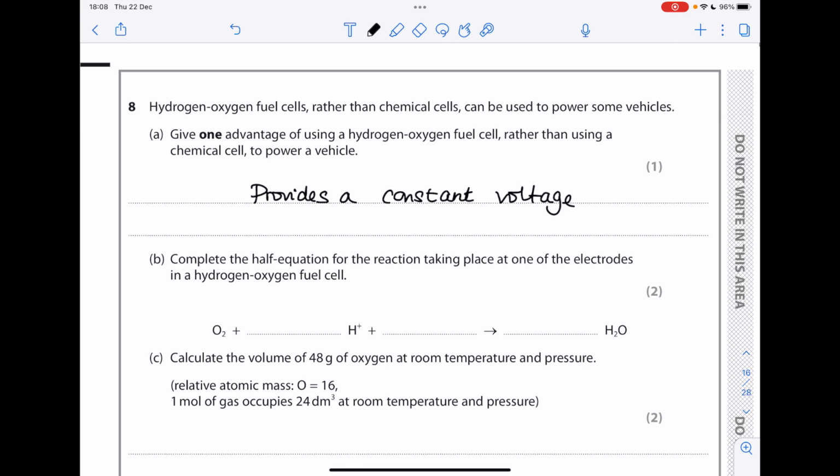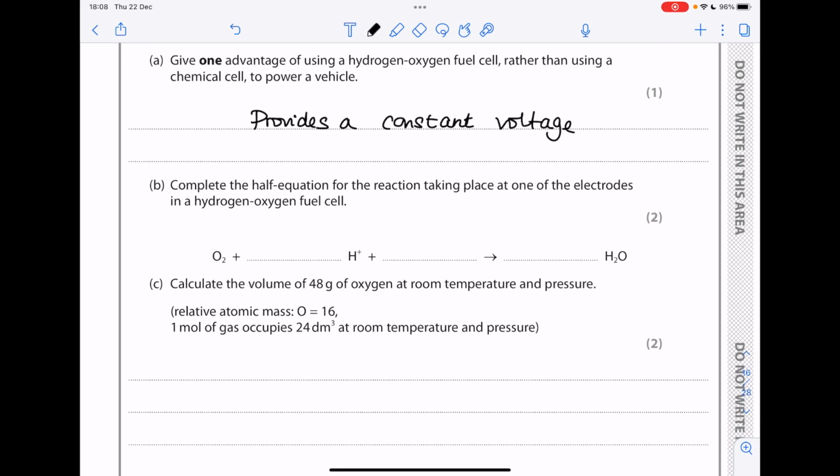Complete the half equation for the reaction taking place at one of the electrodes in a hydrogen-oxygen fuel cell. I think the easiest thing here is to just learn this off by heart, unfortunately.